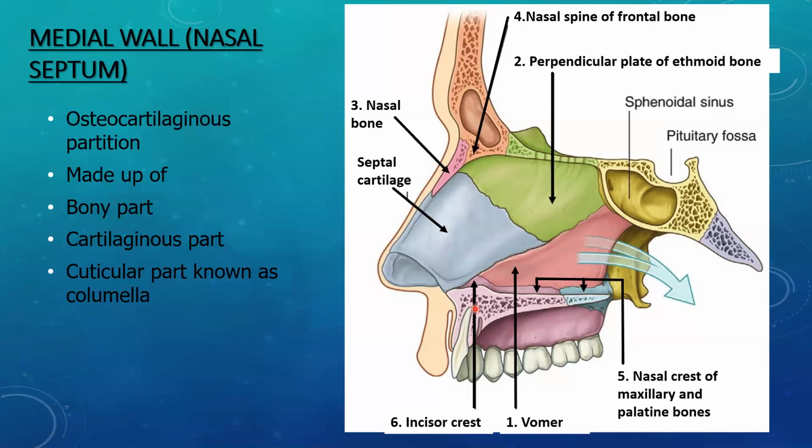Bony part, six bones: vomer bone, perpendicular plate of ethmoid bone, nasal bone, nasal spine of frontal bone, then nasal crest of maxillary and palatine bone, incisor crest again part of maxillary bone only. So there are six bones. Then septal cartilage, and in front by skin known as columella.